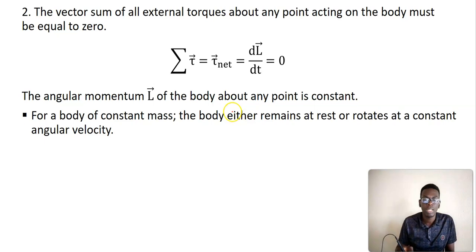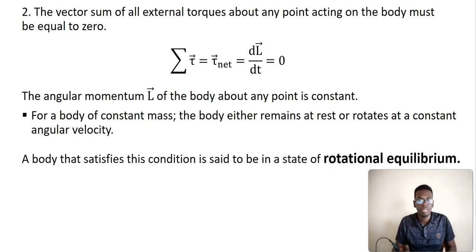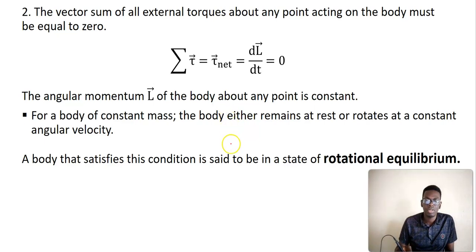By implication, when the net torque is equal to zero, the angular momentum of the body about any point will be constant. For a body of constant mass, that implies that the body will either be at rest or rotate with a constant angular velocity. A body that satisfies this second condition is said to be in a state of rotational equilibrium. So the first condition is called translational equilibrium, and the second is called rotational equilibrium. When a body satisfies both conditions, it is said to be in a state of mechanical equilibrium.